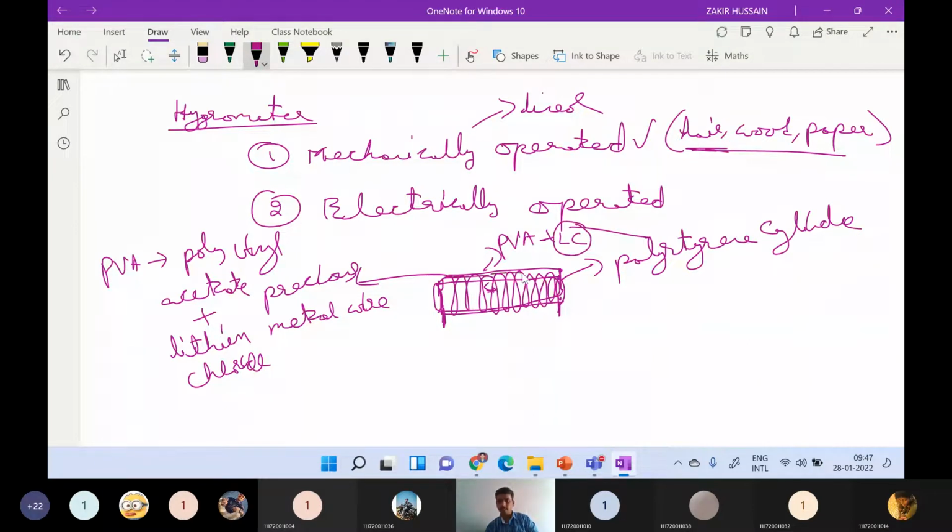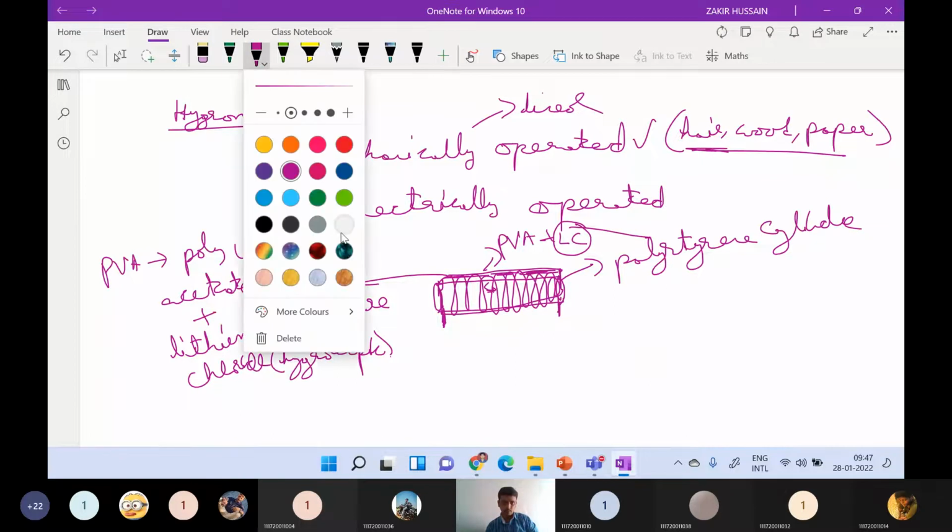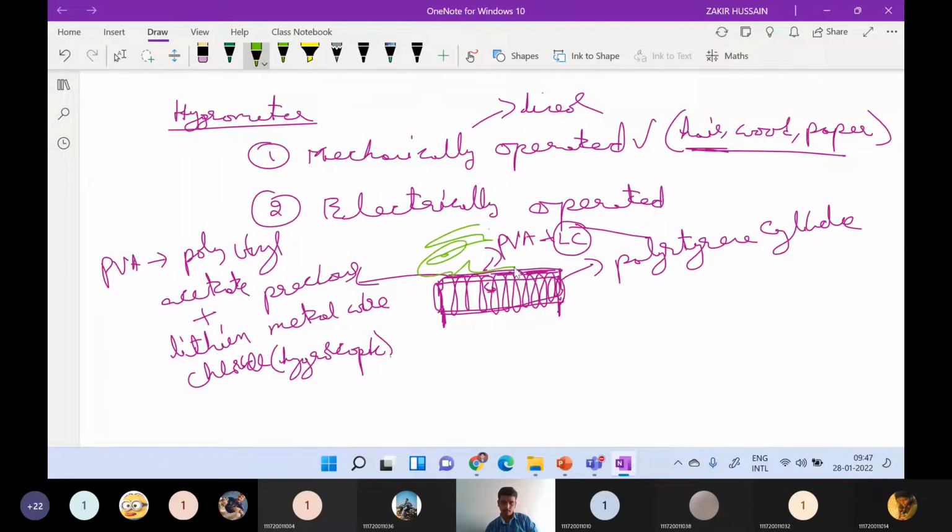After coating this as a thin film, since the lithium chloride is hygroscopic, it will easily gain moisture from the surroundings. Whenever it is exposed to moisture, the lithium chloride will easily absorb it. Therefore, its electrical conductivity will change. The loss or gain of moisture will change the electrical properties, or electrical conductivity, of that particular wire material.